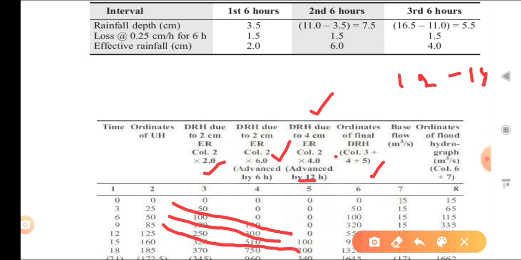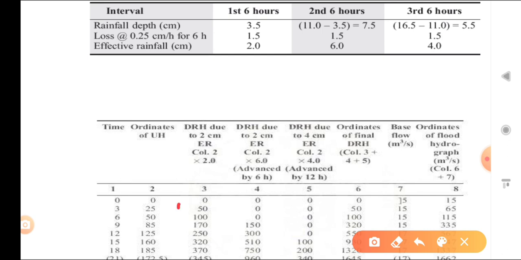So now you can see, first for 0, 0 plus 0 plus 0, so it will be 0. Now for the third, I am erasing that and we will see again. So again, 0 plus 0 plus 0, it will be 0. Now you can see 3 ordinates are there. So what are the 3 DRH values there? 0, 0 and 0.